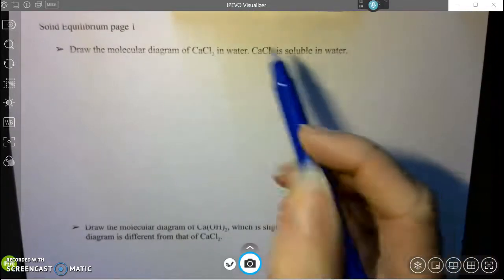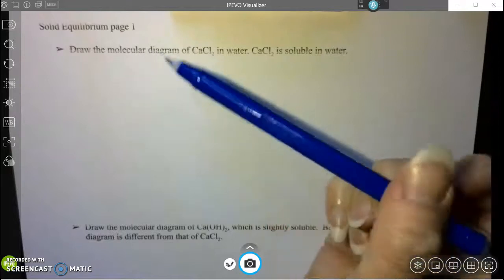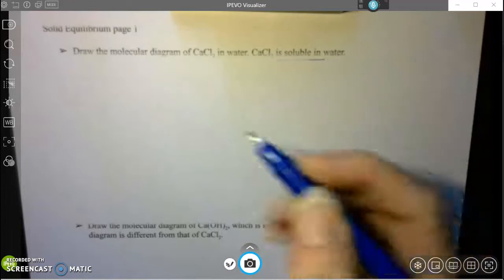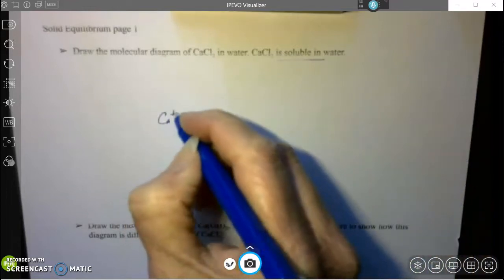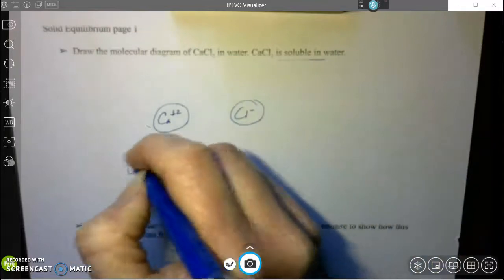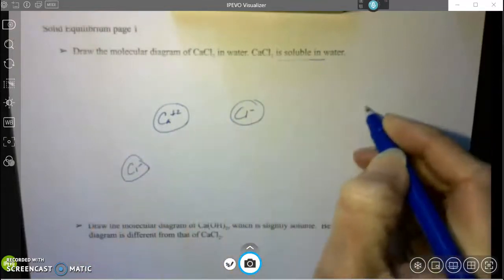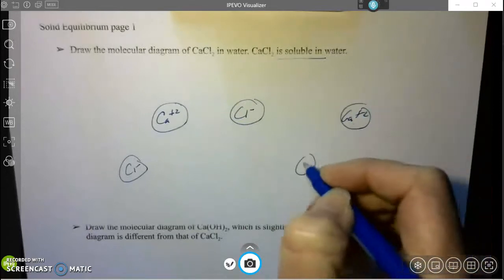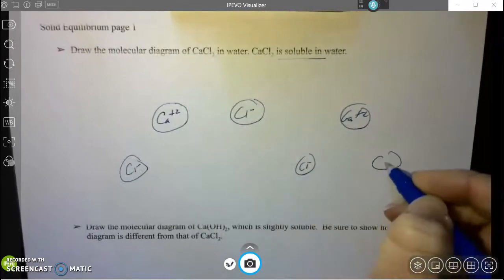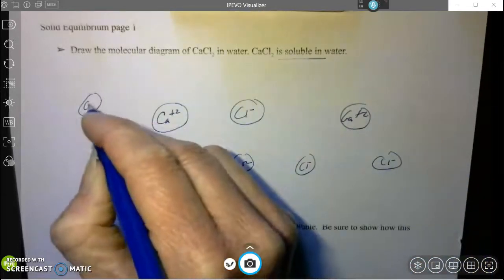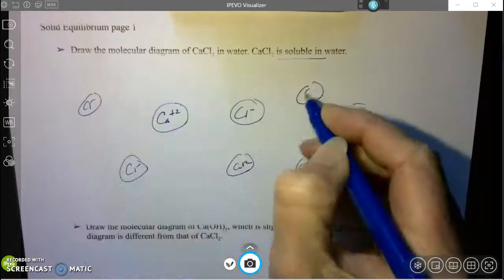All right, the important part of this question is looking at the molecular diagram of calcium chloride in water, which is soluble. So if it's soluble, we would expect its ions to split up and just kind of be randomly placed. Just need to make sure there's enough chlorines for each of these.